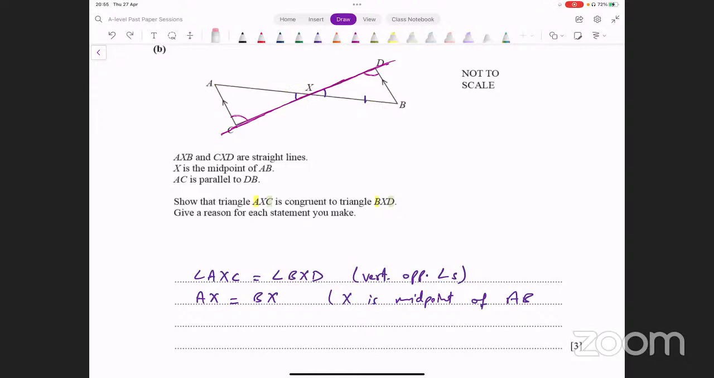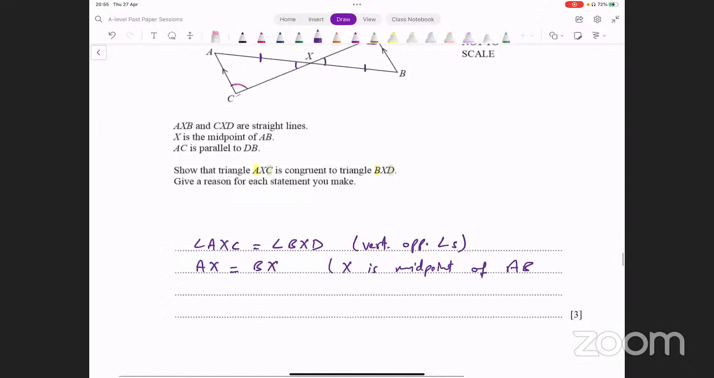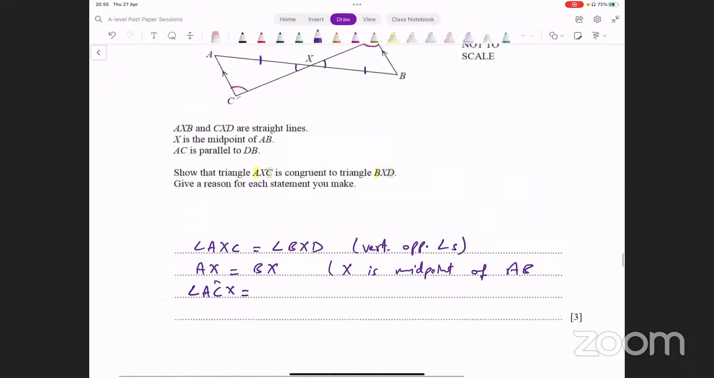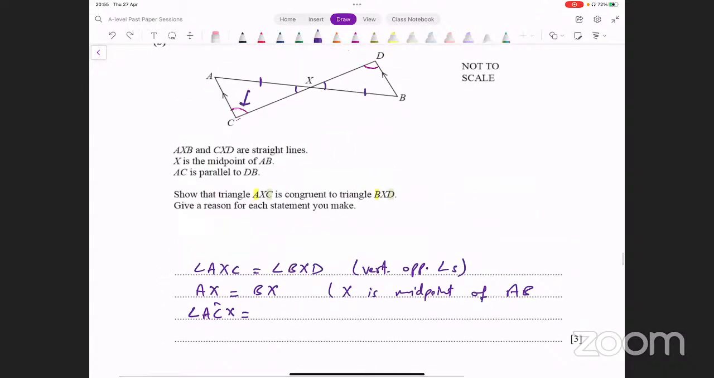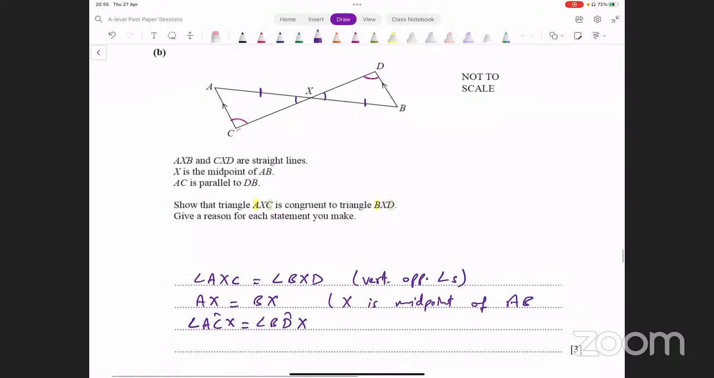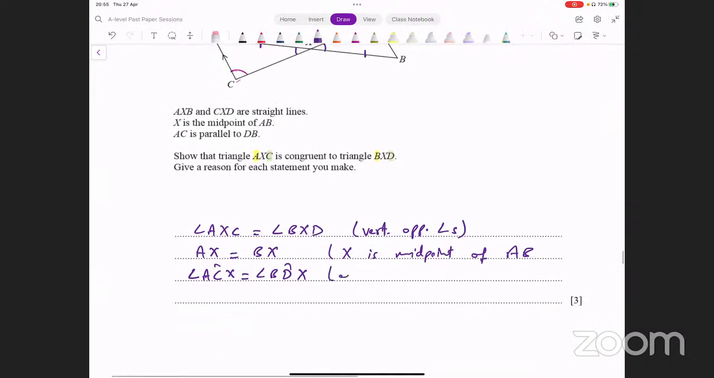Okay, so let's say I prove that the angle ACX is equal to, so this angle, this is equal to BDX. ठीक है, जो C पे पॉइंट, C पे एंगल बन रहा है, D पे एंगल बन रहा है, वो इक्वल है. Why? You have to give the reason for this. These are alternate angles. That's the reason.